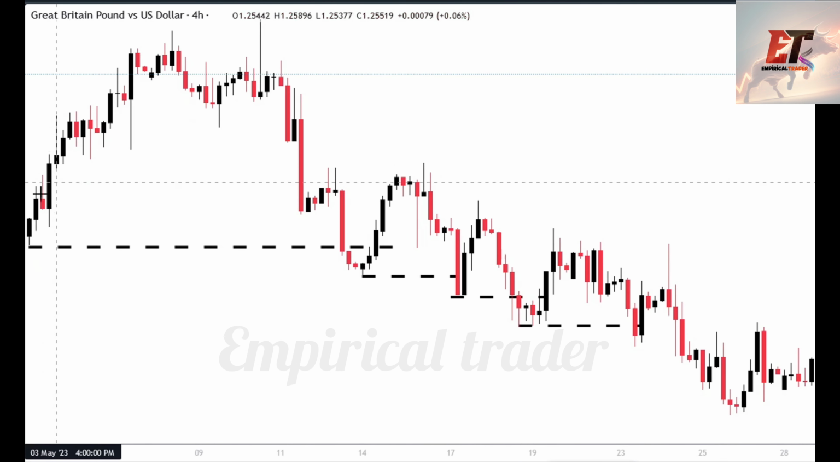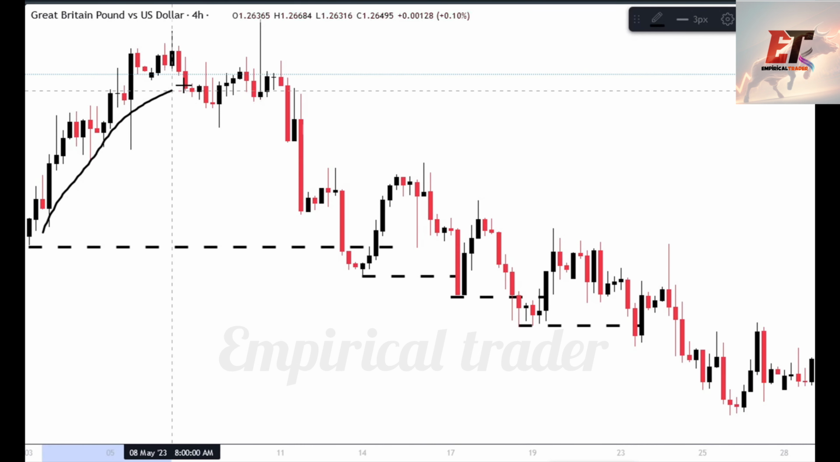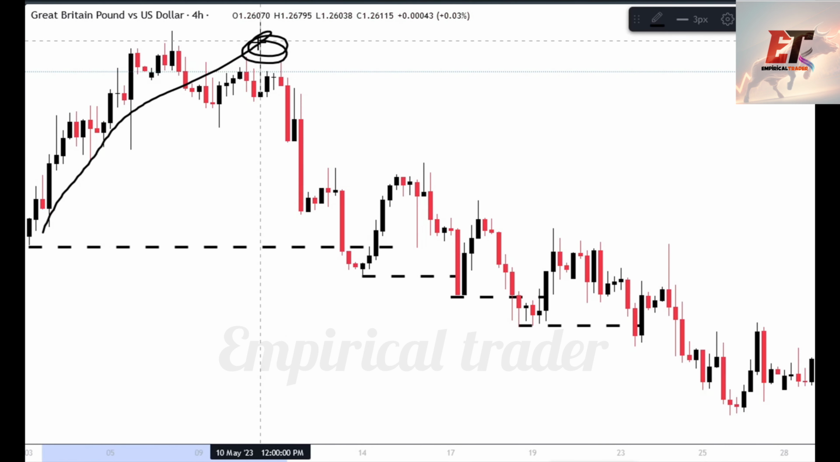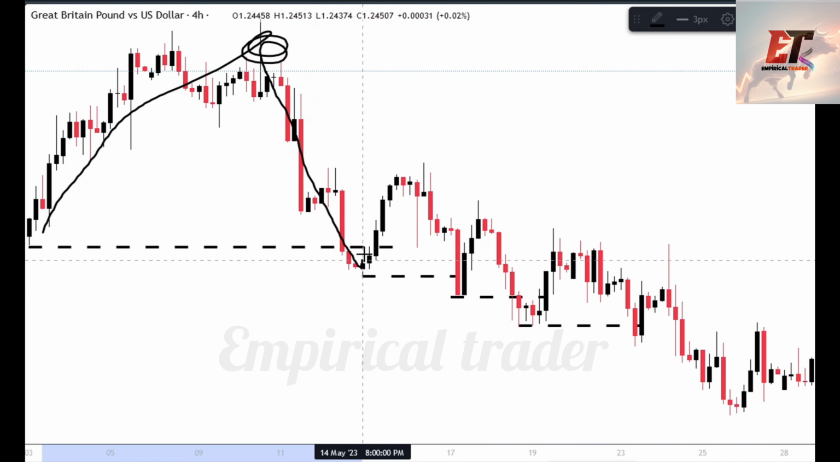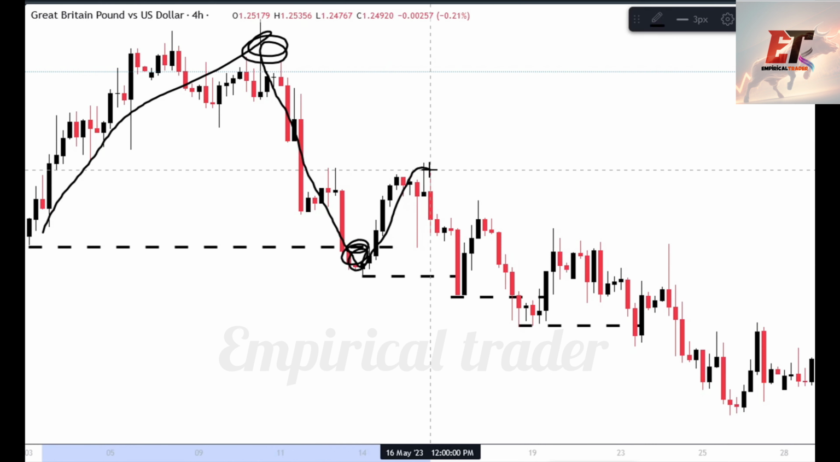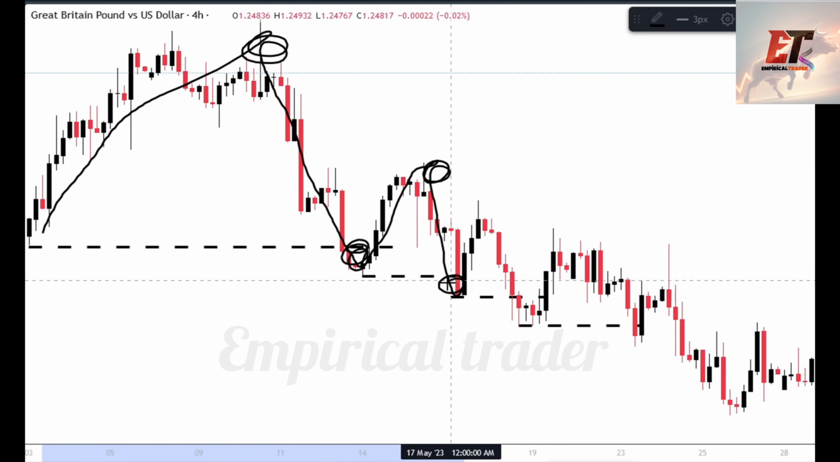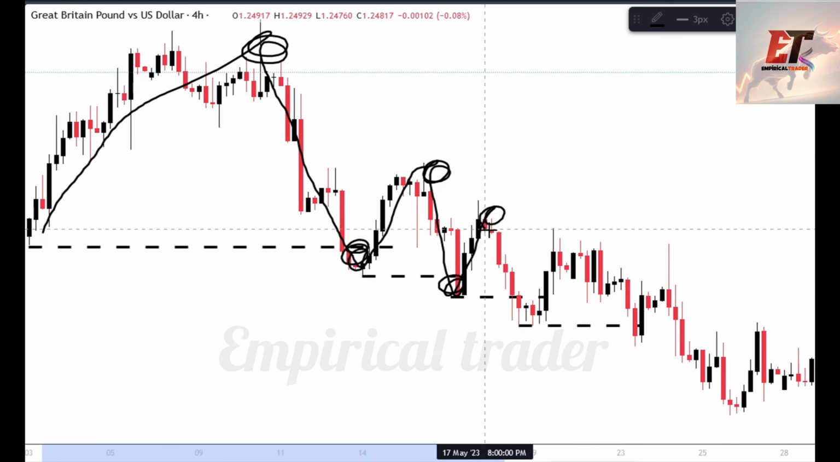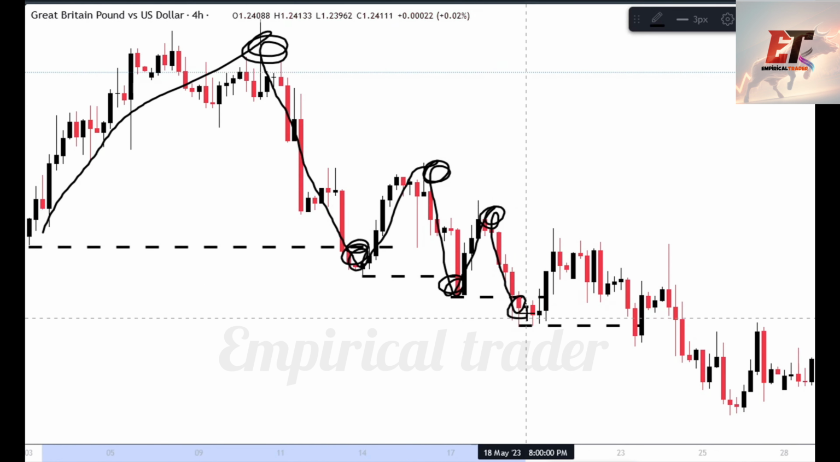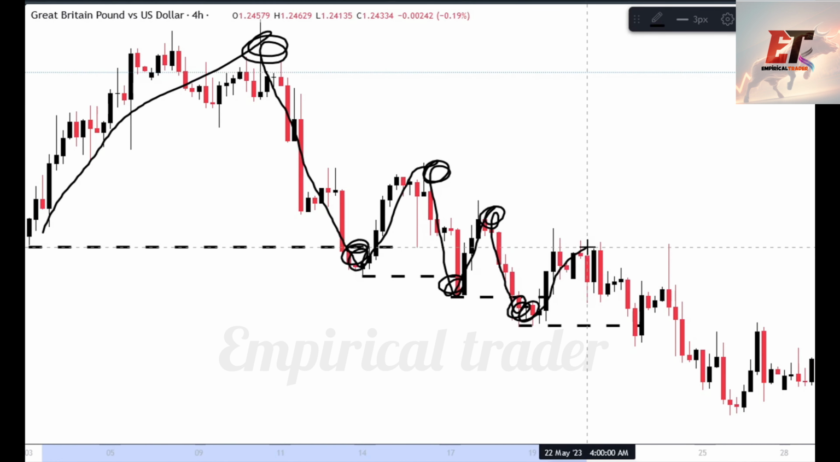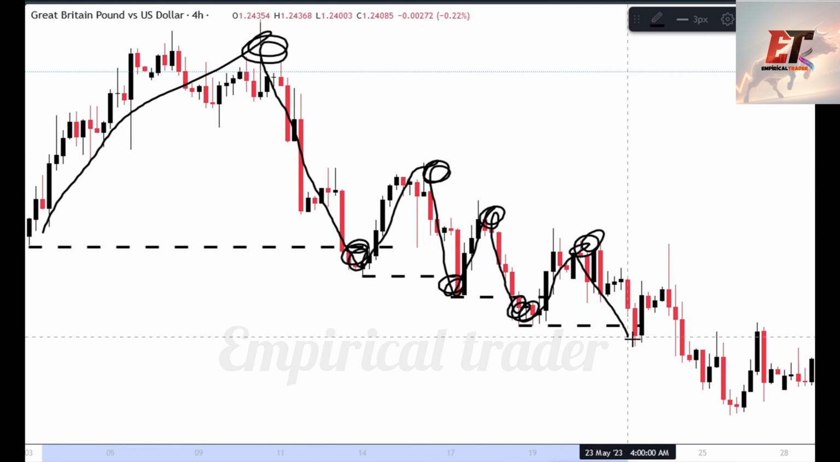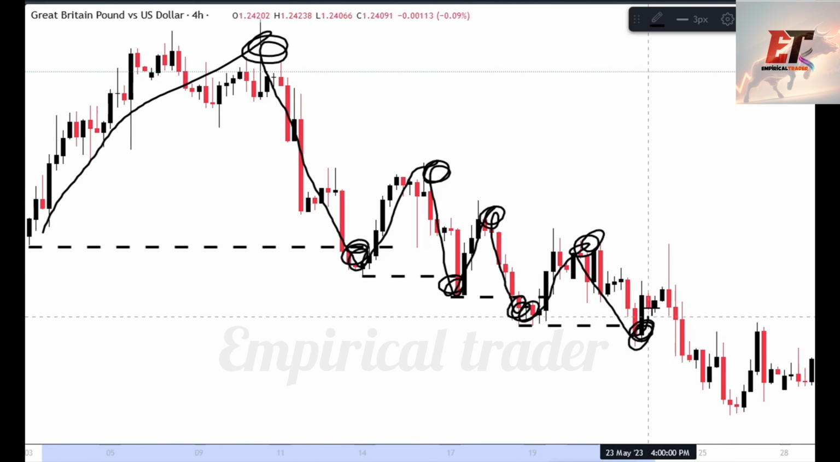And for the bearish break of structure, retrace to the upside, down to break structure, retrace, break of structure, retrace, break of structure, retrace, break of structure, and so on.